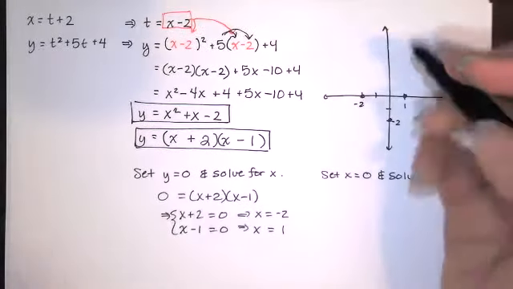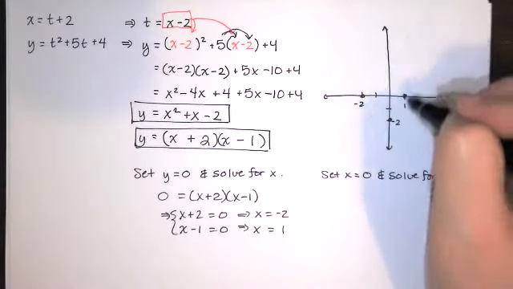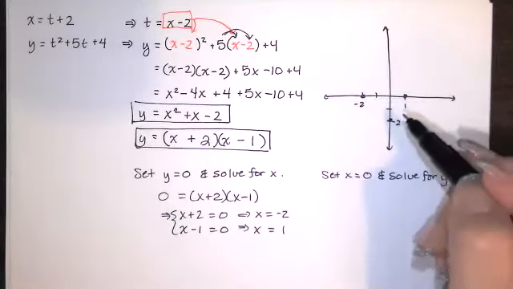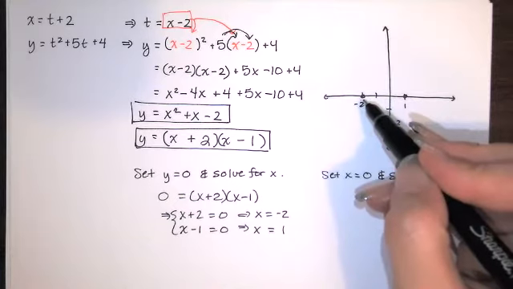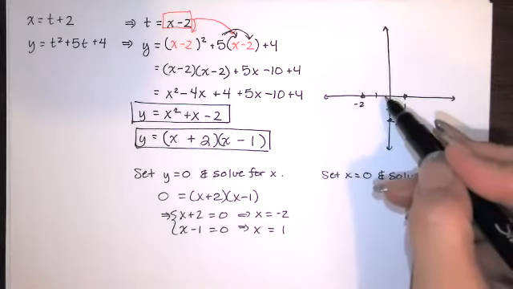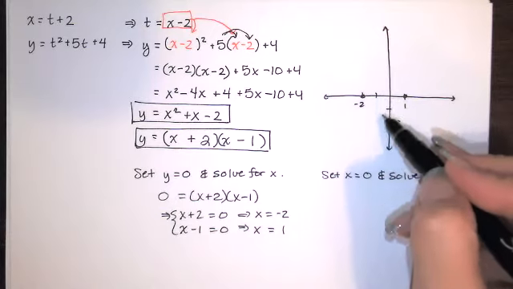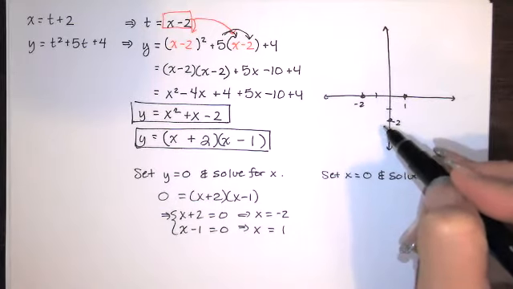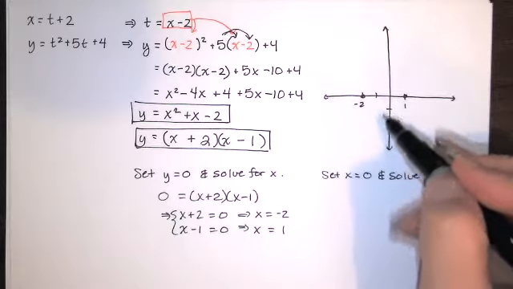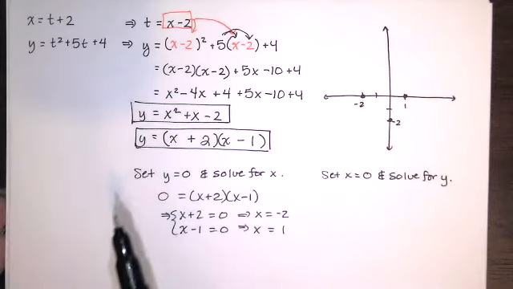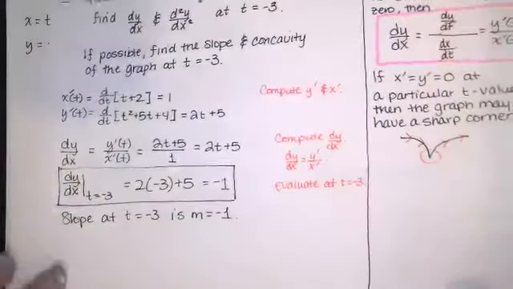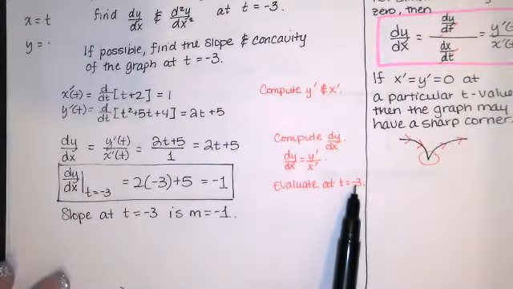And it's a parabola, so we know it's going to look something like this. Because of the symmetry of the parabola, I know that the vertex has to be halfway in between -2 and 1. So it's over here at x equals -1/2, and it'll be down here somewhere. We could substitute in -1/2 and find the vertex if we wanted to, but I don't think it's really that important. What I'm really interested in is the point on the graph when t equals -3.